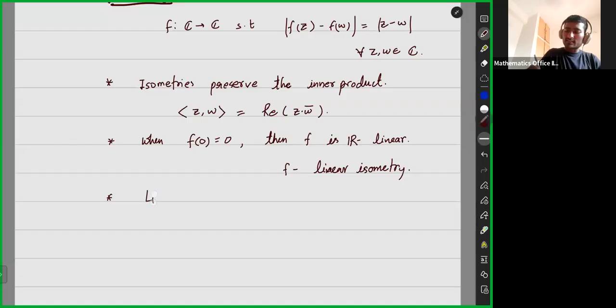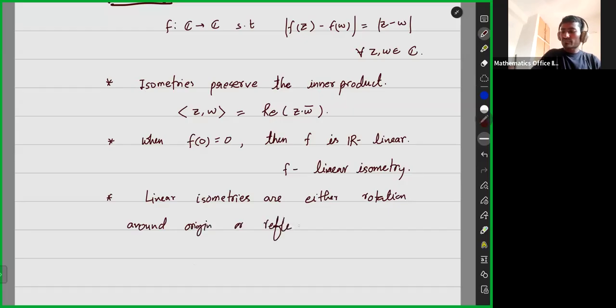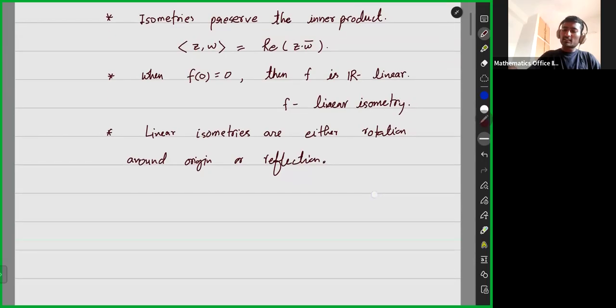Linear isometries are either a rotation around the origin, or a reflection around a line passing through the origin. So no need to write all that.